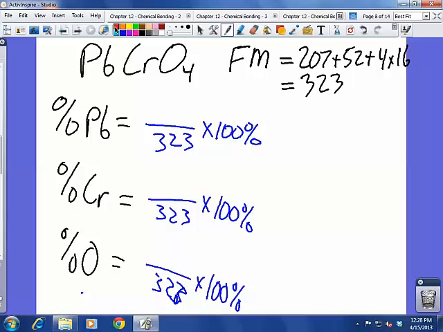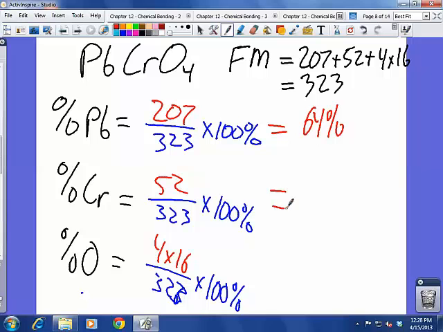Okay. What do you put up top here? Yeah, that's 207. What about here? 52. Yeah, so that's 4 times 16. So what do you get for lead? 64%. What do you get for chromium? 16. And finally, what do you get for oxygen? Yeah, we'll round that up to 20.